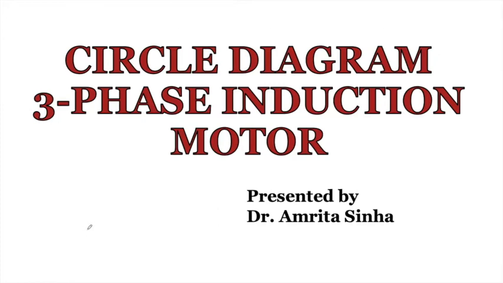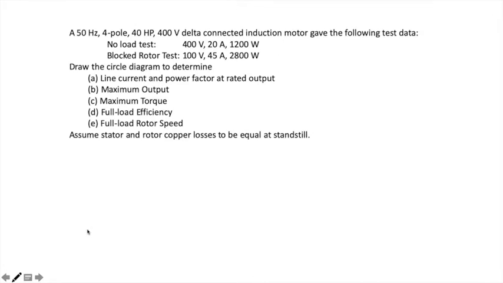The problem is: a 50 Hz, 4-pole, 40 HP, 400 volts, delta-connected induction motor has the following test data. No-load test data is 400 volts, 20 amperes, 1200 watts. Blocked rotor test gives 100 volts, 45 amperes and 2800 watts.